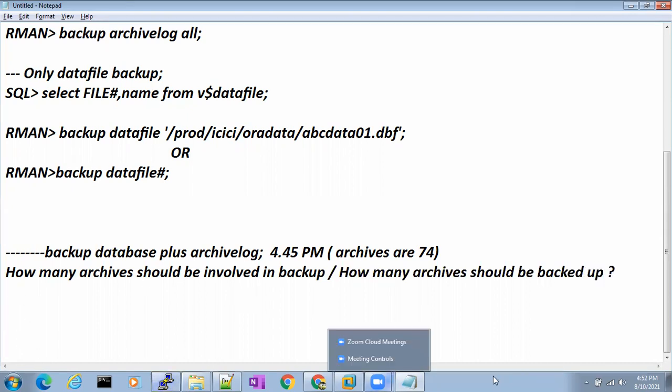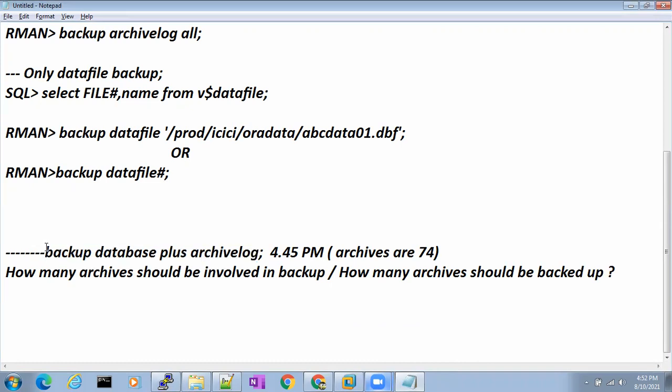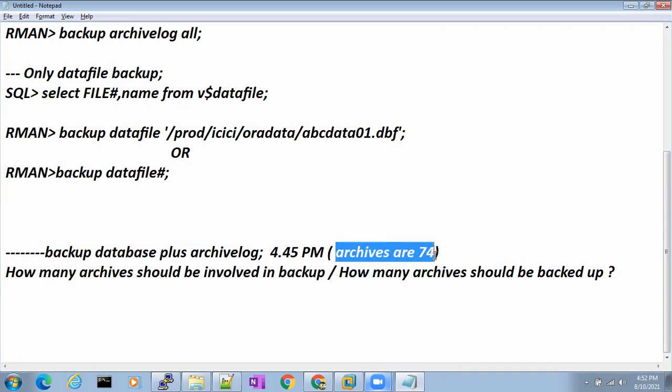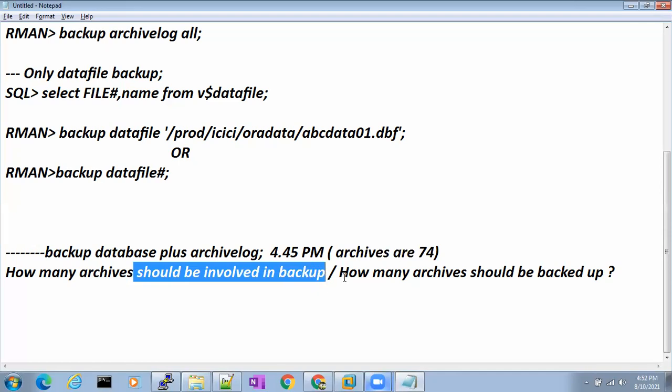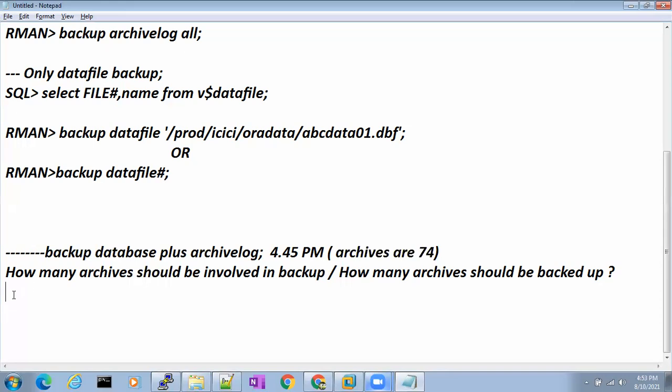All the 74 should be backed up. Someone asked, is it at the same time, because you gave a time at 4:45 p.m.? Yes, exactly at 4:45 p.m. I fired this command, I entered it and hit enter: backup database plus archive log. At this time in my database, I see 74 archives. So how many archives should be backed up is my question.